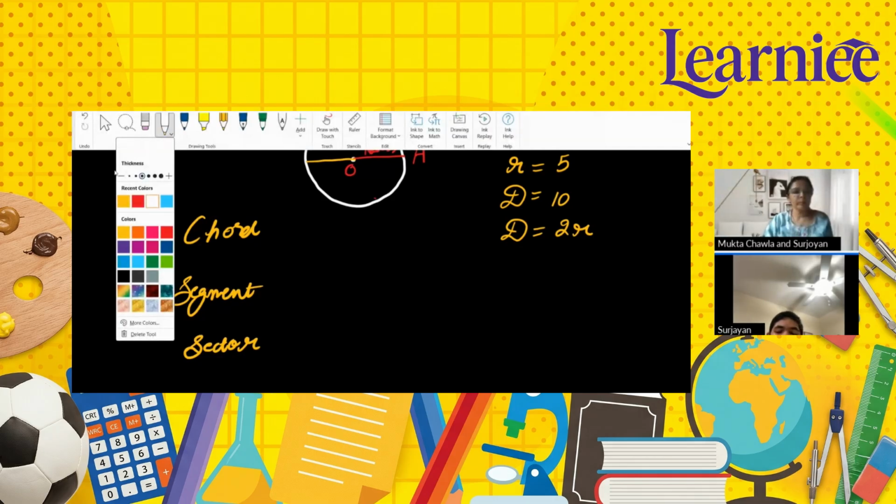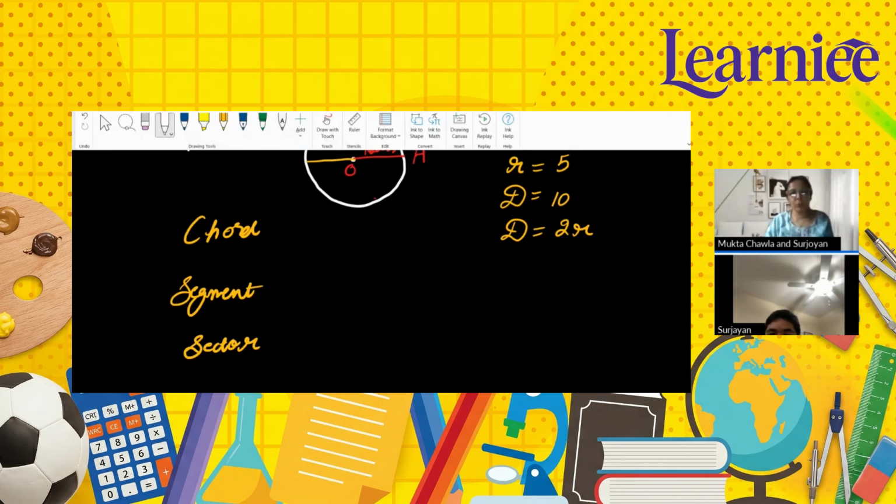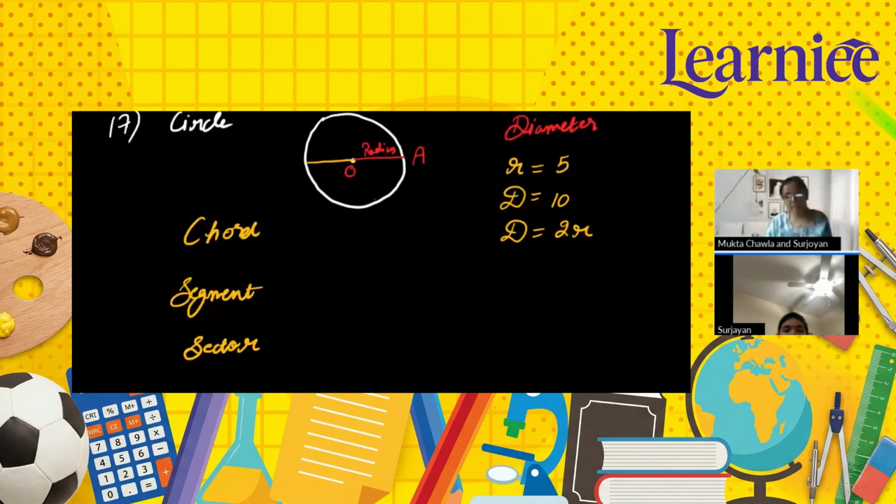Wait, segment like a line segment? Sort of. But here I haven't used the word line. I don't know what chord means, but I think sector means like a section of something, and segment is like a part. Yes, very good. You are closer to that. Let's discuss. See, what is chord?